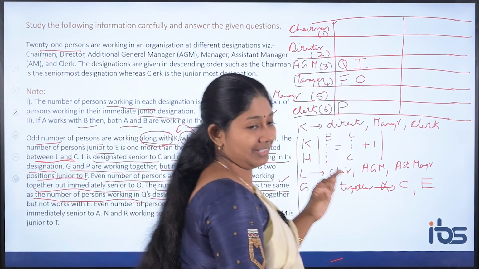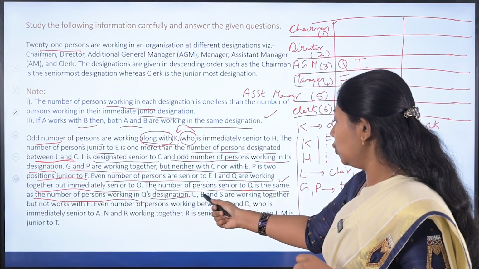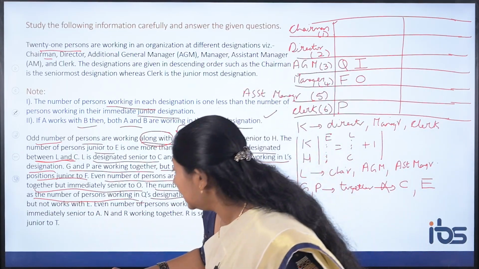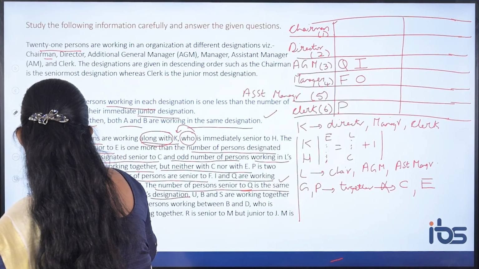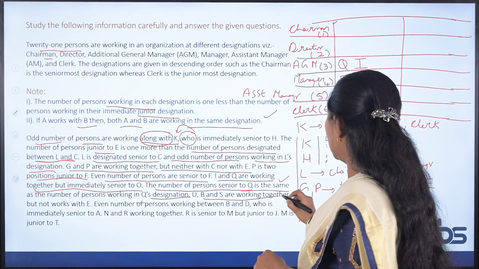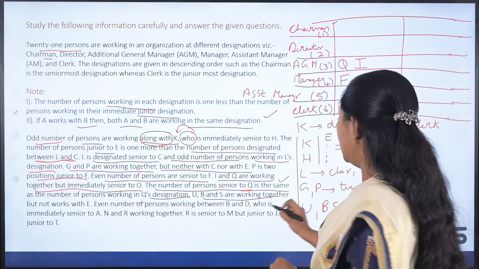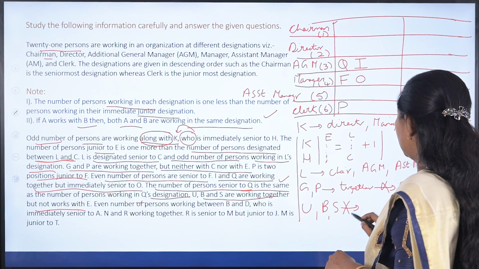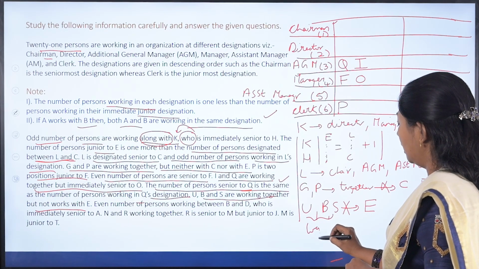Now moving on to the next statement. What is the next statement? This also we have marked: U, B, S are working together but do not work with E. They have mentioned U, B, S are working together, and they are saying they don't work with E. But these three are together.